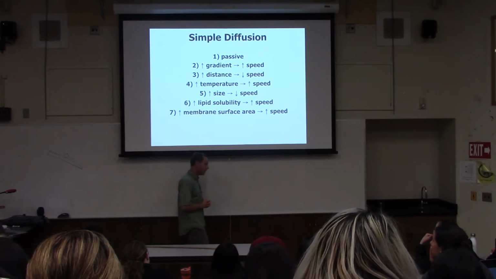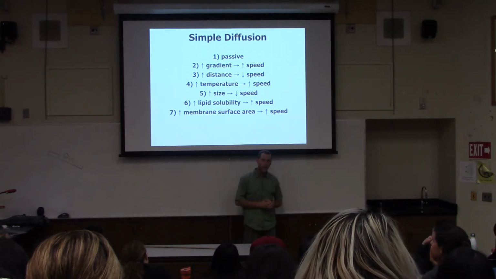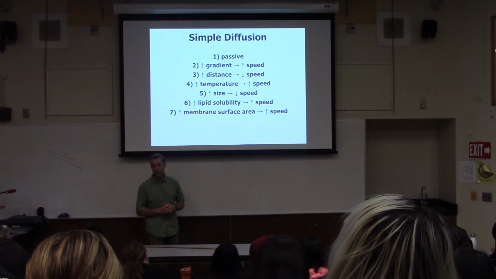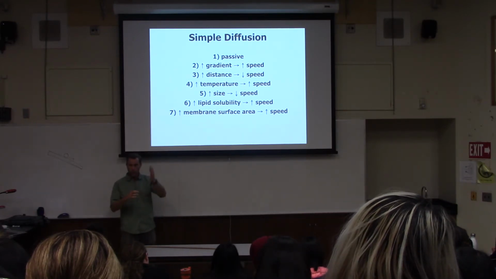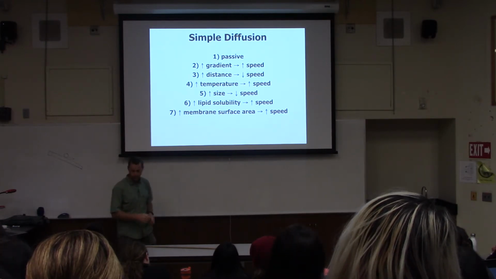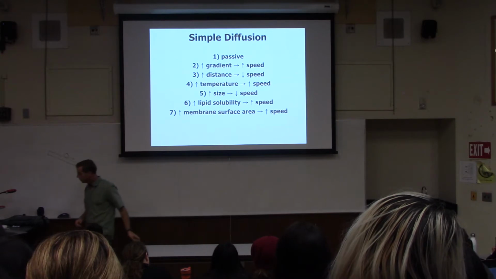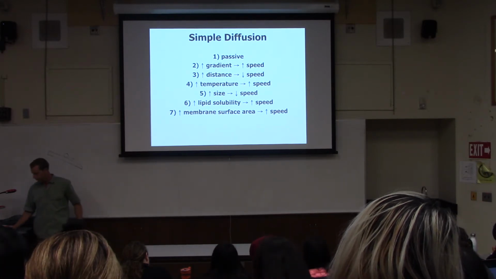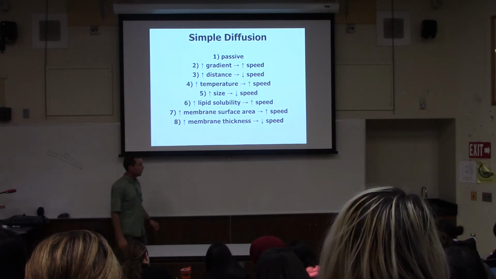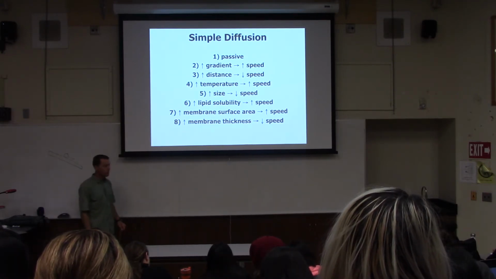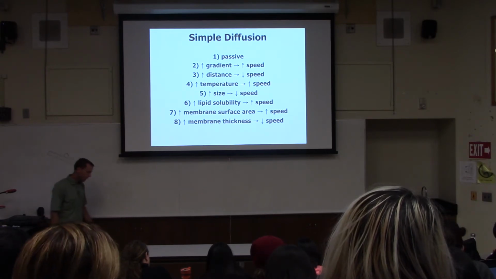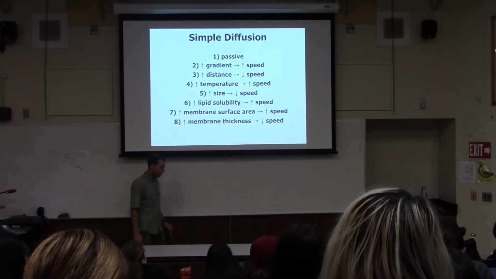So cells that really rely on a high diffusion rate are going to have a huge surface area. Right? They might have real wavy boundaries like microvilli. Okay? Oh, and then also membrane thickness. So the thicker the membrane, the lower the rate of diffusion. You can think of this, in part, as really just the distance, right? It's got to go further, but also there is more resistance to diffusion.